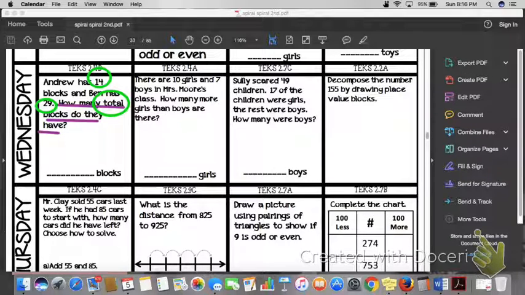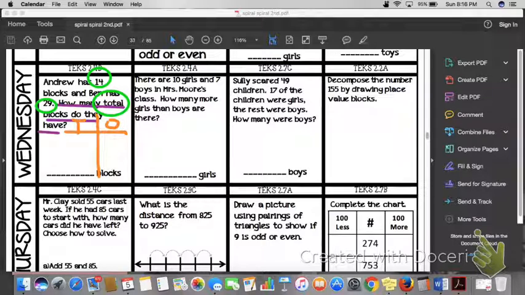So we are going to add 29 and 14, because our question is asking us how many total blocks do they have. They want to know how many blocks Andrew and Ben have together. So when it's asking you for a total, we are going to add. We're going to add 29 plus 14. Before I do that, I'm going to draw my place value house to make sure that all of my numbers go where they need to go.